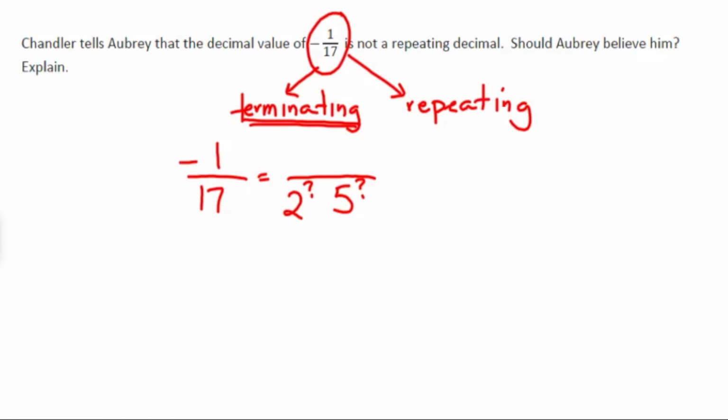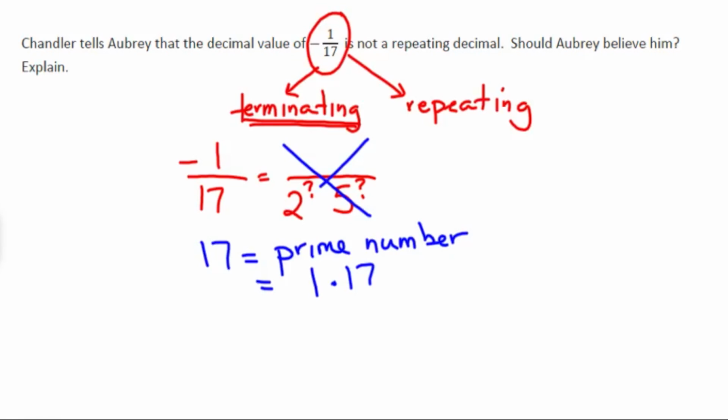And what do we know about 17? Well, if we look at the number 17, 17 is what we call a prime number. In fact, the only two factors of 17 are 1 times 17, which makes it prime. So can 17 be written as a product of 2 and or 5? The answer is no. This is not possible.